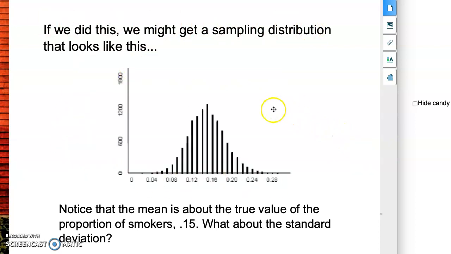Okay, so notice, what are we looking at here? Each of these lines is made up of lots of dots. Each dot represents one sample. It represents the proportion of smokers in that sample. Notice that the mean of this distribution is about the true value of the proportion of smokers, 0.15, 15 out of 100. So that's right about here. So the mean of the distribution is equal to the population parameter, p. What about the standard deviation? That measures the spread. Okay, so how do we calculate that? That's what we're interested in.